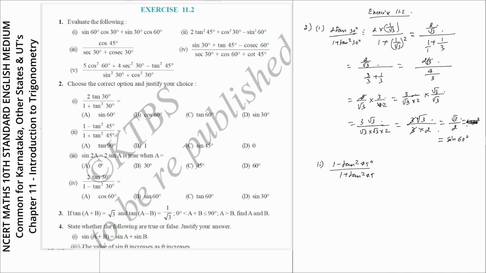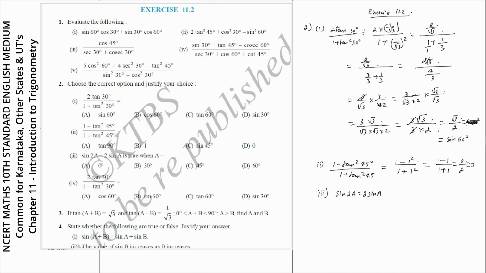The next sub question is (1 minus tan square 45) by (1 plus tan square 45). Tan 45 is 1, so 1 minus 1 square by 1 plus 1 square. 1 minus 1 square is 1 minus 1, which is 0, and 1 plus 1 square is 2. So 0 by 2 is 0. Which option is correct? D option is correct.